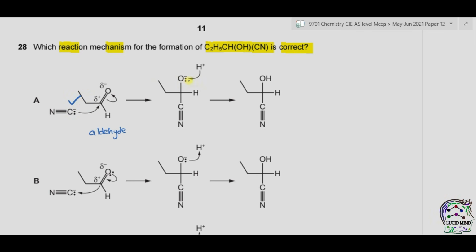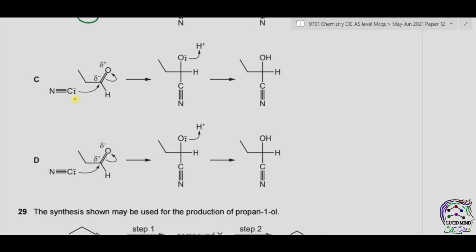Now the lone pair present on this oxygen will attack this hydrogen to form OH. The direction of the arrow is incorrect. It should be from oxygen to hydrogen. In part B, again we can see that the direction of the arrow is incorrect. It should be from the lone pair to the partial positive carbon atom. This one is correct. In part C, this arrow is correct. Carbon is partial positive, it is not partial negative, and oxygen is partial negative, so this is wrong.